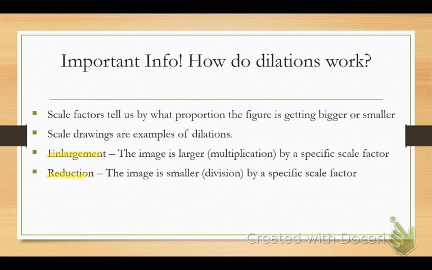But how do I know how much larger or smaller an object is getting? It's what we call scale factors. Scale factors tell us by what proportion. It's got to be the same thing happening to all the ordered pairs. All right, we have to have the same shape, but it will be now a different size.